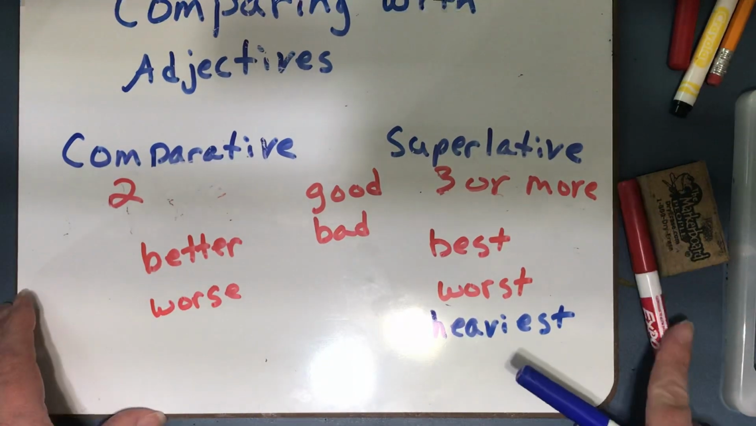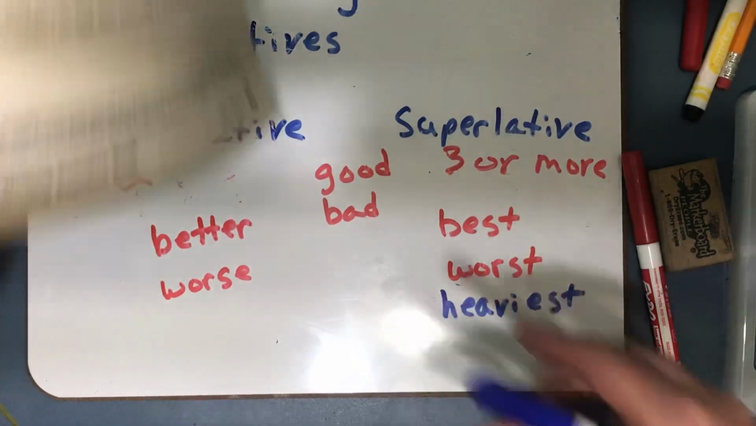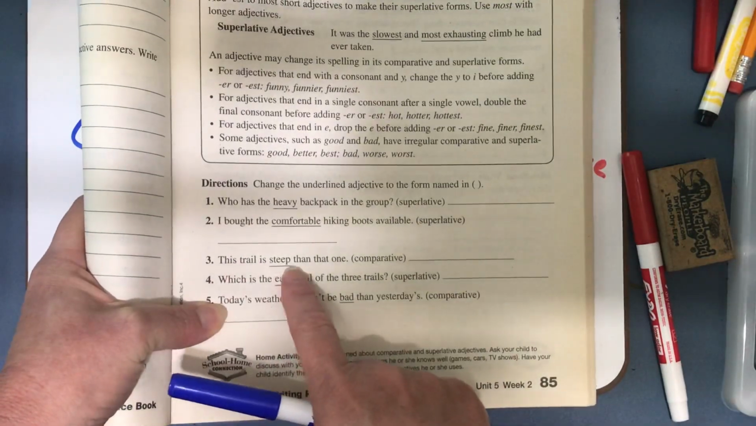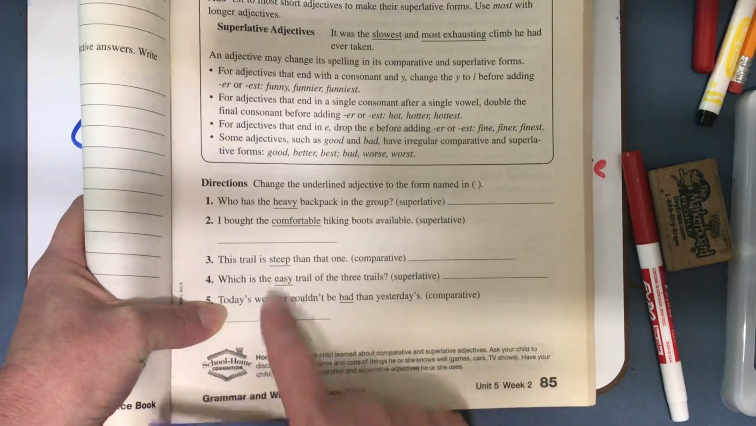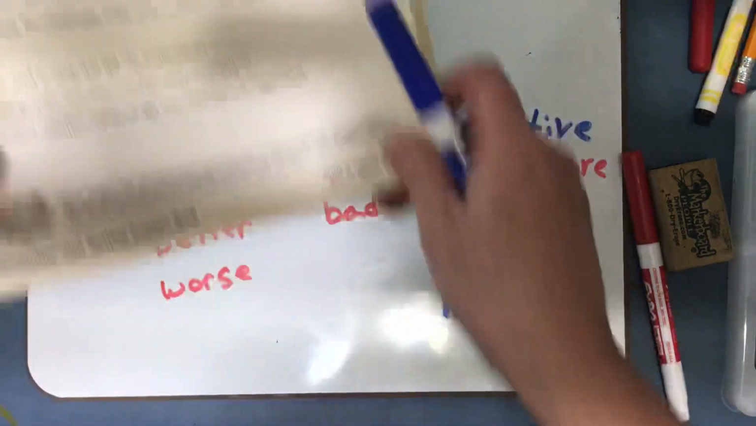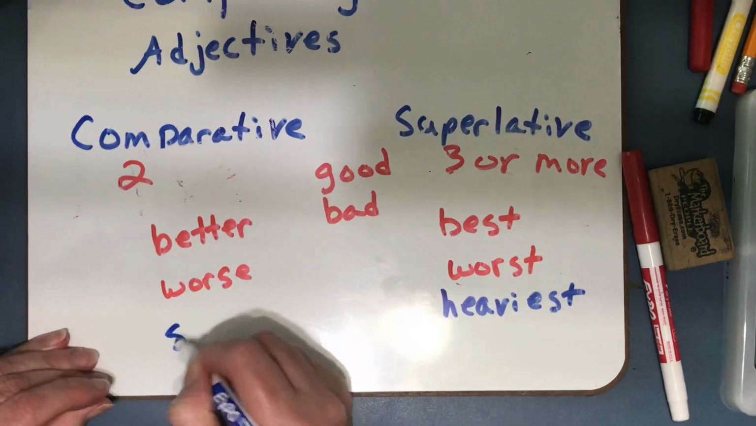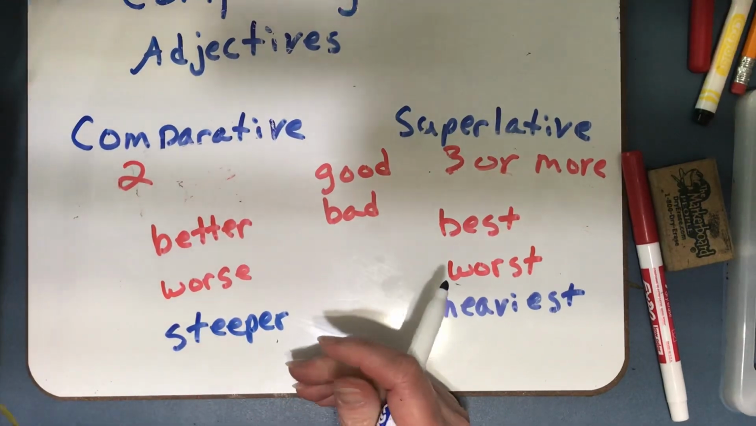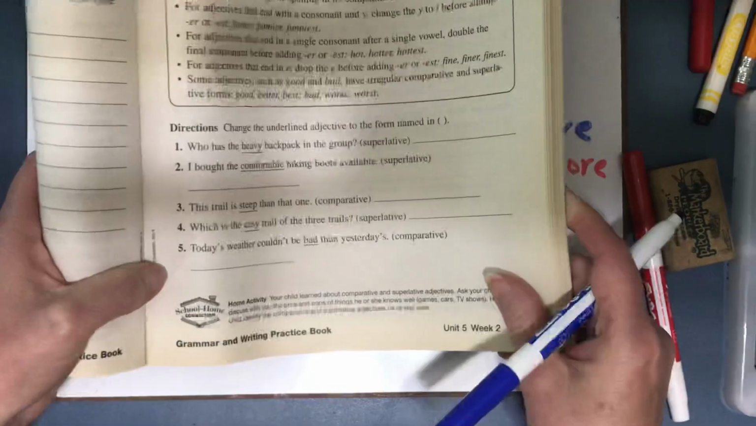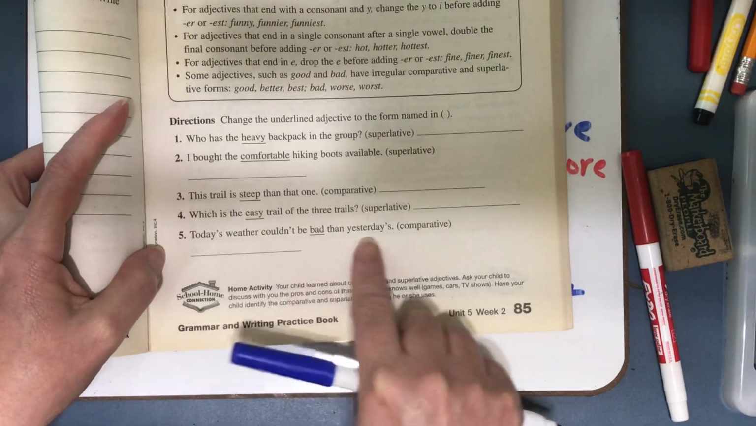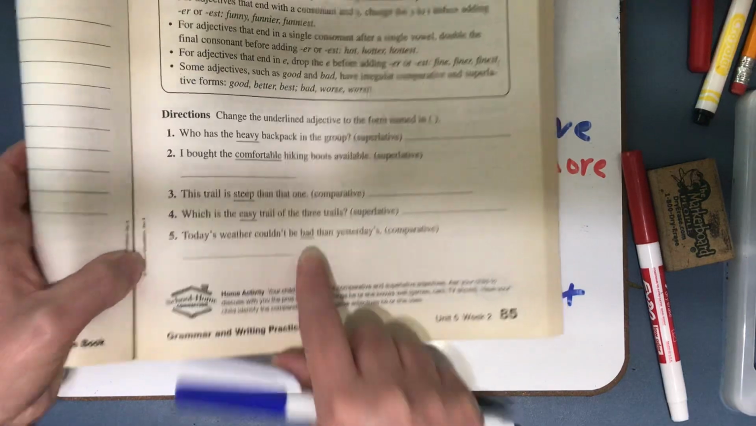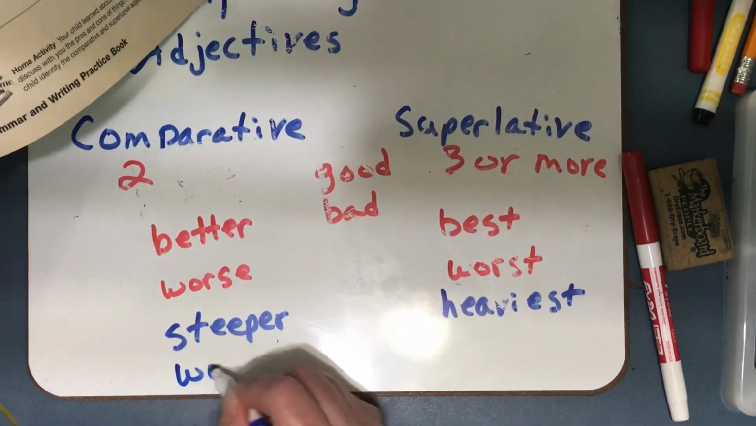Okay. Then on number 2, let's go to number 3 because it asks for a comparative. This trail is steep than that one. Need the comparative, we'd say steeper. So you're going to put steeper for number 3. That's the comparative form, steeper. You just add an ER. Okay, and let's do one more. Let's look at number 5. Today's weather couldn't be blank than yesterday's. And you need the comparative form. Okay, so bad, the comparative form of bad is worse. So you will write worse for number 5 on page 85.